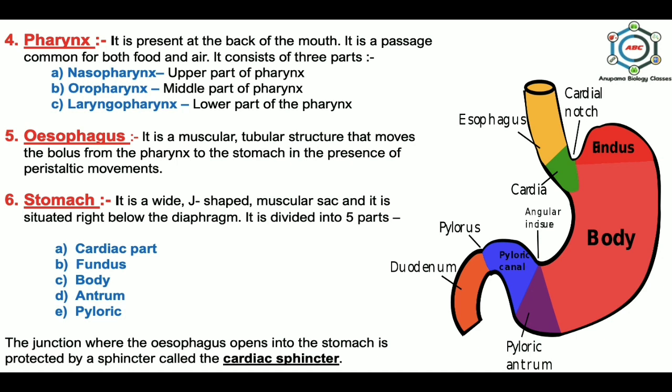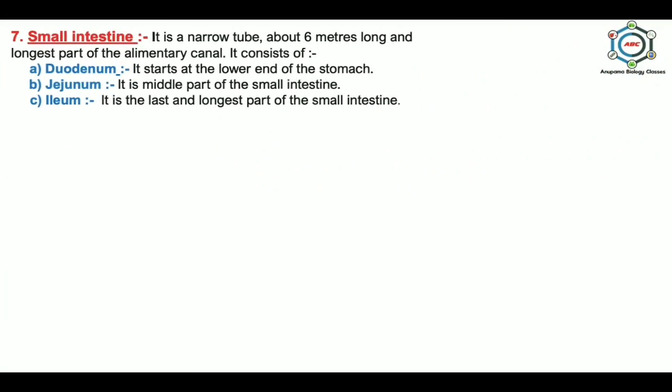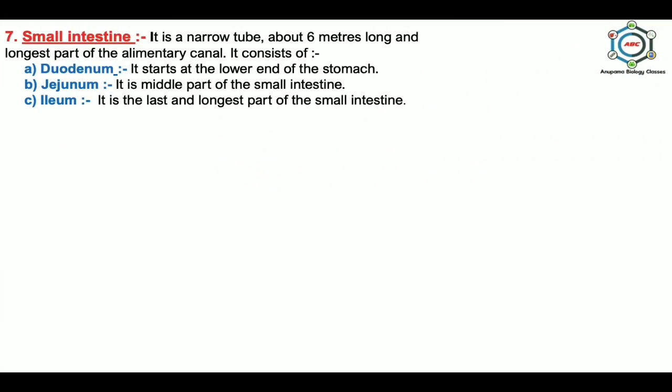So the stomach has main functions: storage of food, mechanical churning of food, partial digestion of food, and regulation of the flow of food into the small intestine. Now the food opens into the small intestine. It is a narrow tube about 6 meters long and the longest part of the alimentary canal.